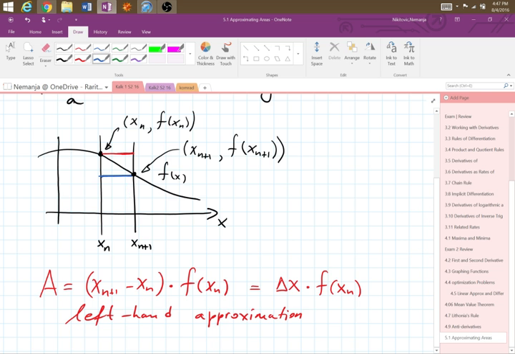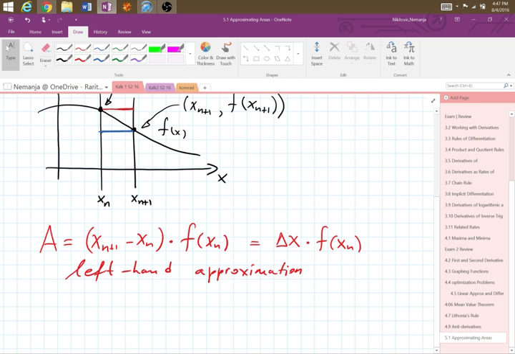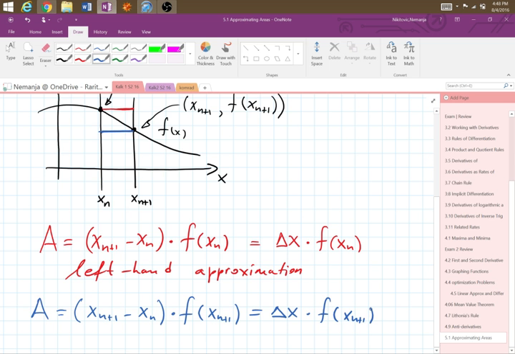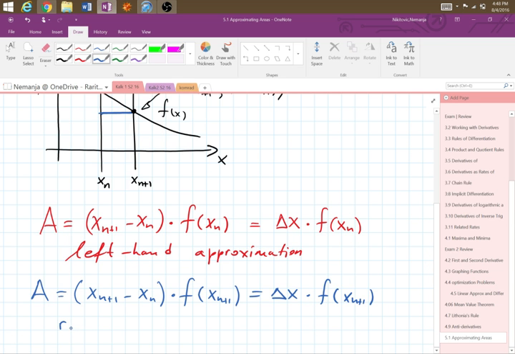So the second one, with the blue one, the area will be given as, again, xn plus 1 minus xn. That did not change because that's the difference to give us delta x. But now the height will be computed at xn plus 1. So it's important to know where you are computing the height. So it's still delta x times f of xn plus 1 in this case, so we are computing at a different point. So these are the two, and that one is going to be called the right-hand approximation.